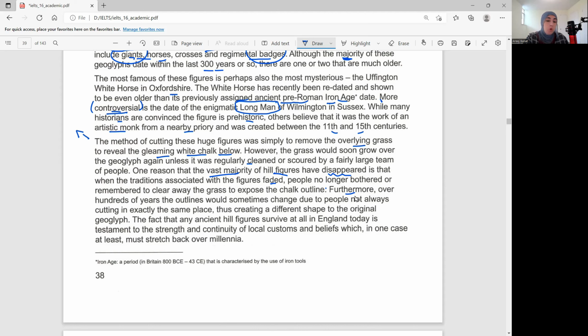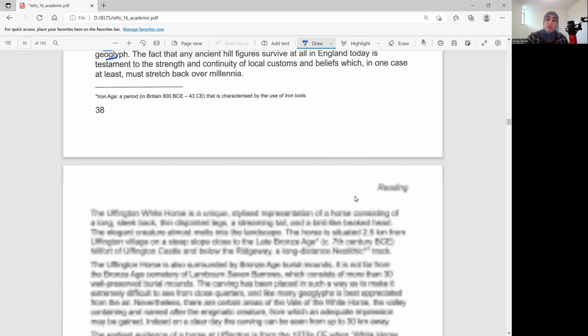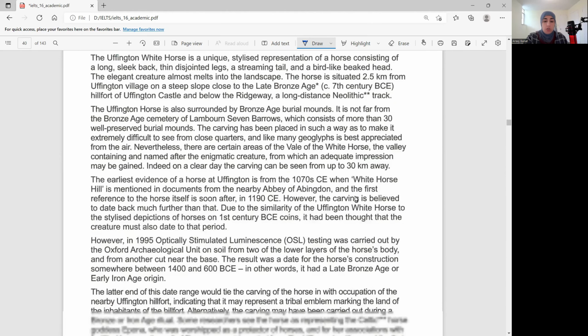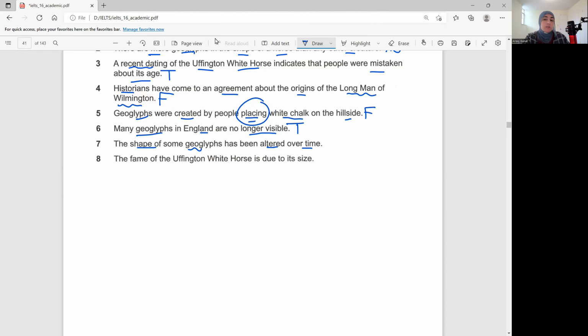So furthermore, over hundreds of years, the outlines would sometimes change due to people not always cutting in exactly the same place, thus creating a different shape to the original geoglyph. So what happened to the shapes? They actually changed. So number 7 is true.